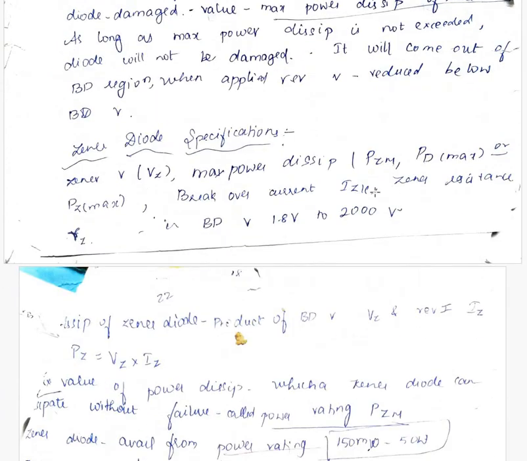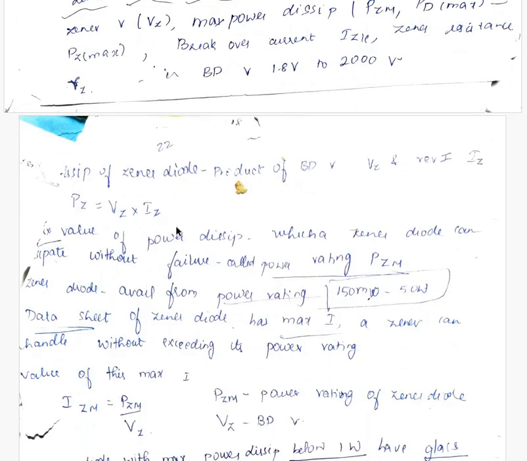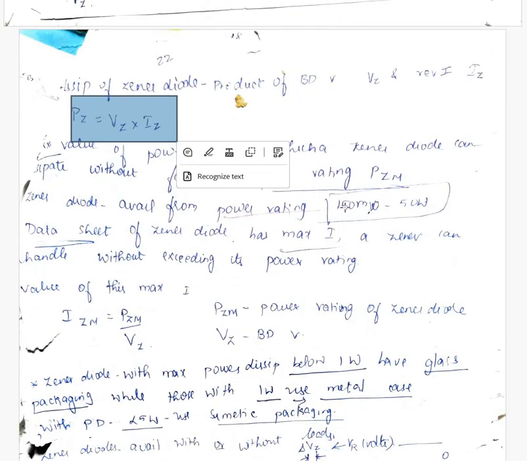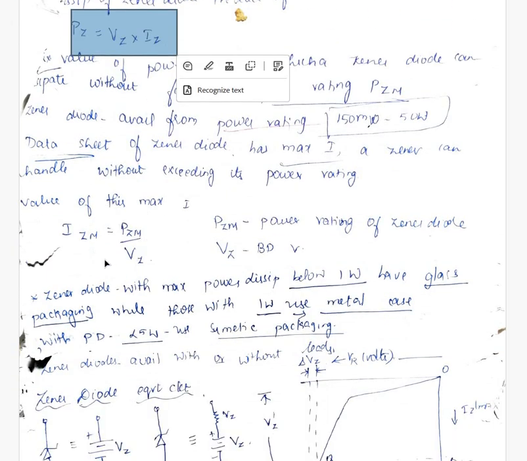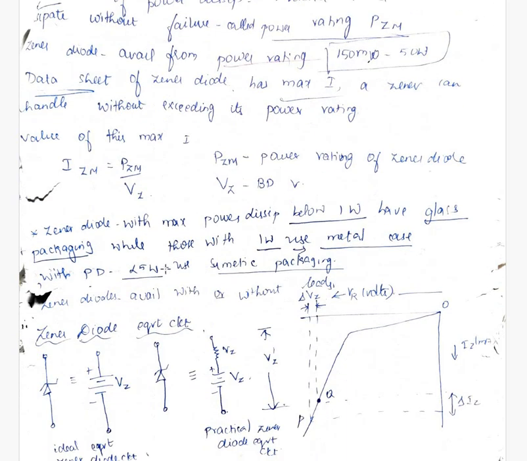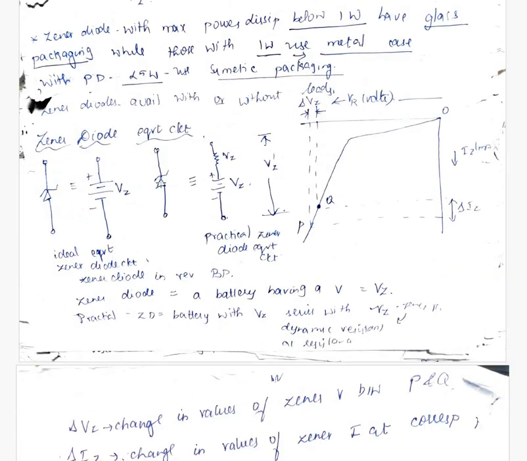Zener diode specifications can be given by Zener voltage and maximum power dissipation, PZM or PZmax. The breakdown voltage is from 1.8 volt to 2000 volt. The power dissipation PZ is equal to VZ times IZ, Zener voltage times Zener current. The power rating is from 150 milliwatt to 50 watt. IZM is equal to the power rating of the Zener diode PZM divided by VZ, the breakdown voltage. Zener diodes with maximum power dissipation below 1 watt have glass packaging, while those with 1 watt or more use a metal case. They can be with or without leads.